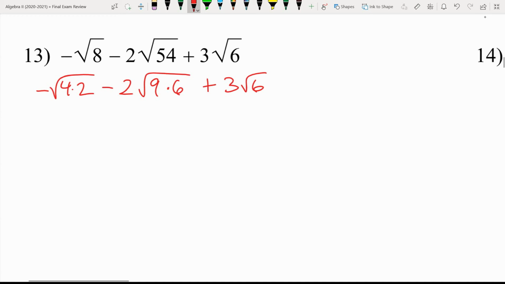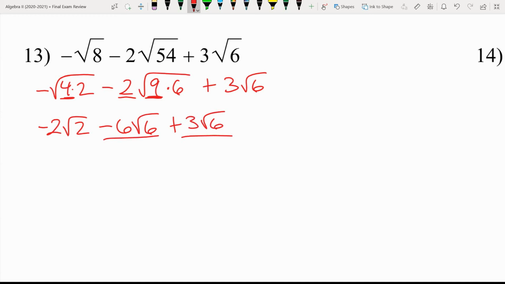Now, why am I doing that? Because these are perfect squares that are factors of 8 and 54. I can take the square root of those perfect squares. So this turns into minus 2 square root of 2 after taking the square root of 4. The square root of 9 is 3, times the negative 2 makes this a minus 6 square root of 6, and then plus 3 square root of 6 at the end. So now I do have two like terms, the square root of 6's. I'm just going to do minus 6 plus 3, which is minus 3 square root of 6.